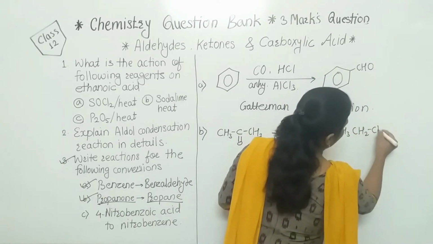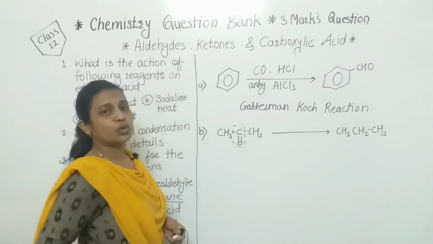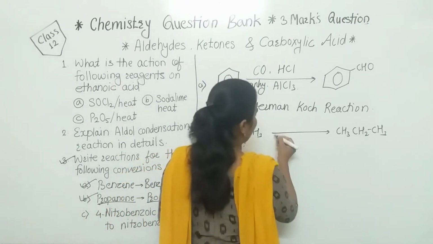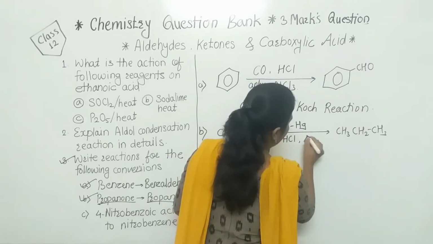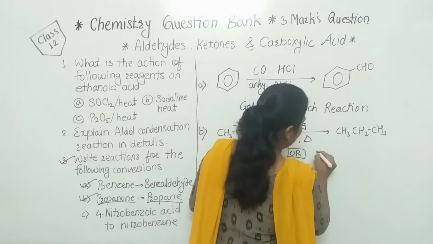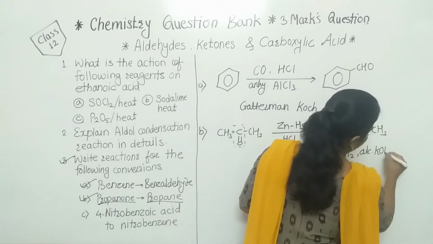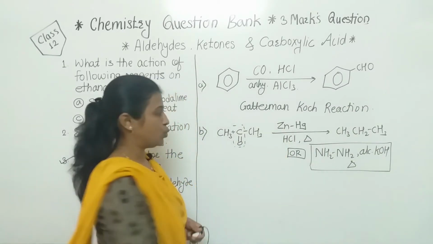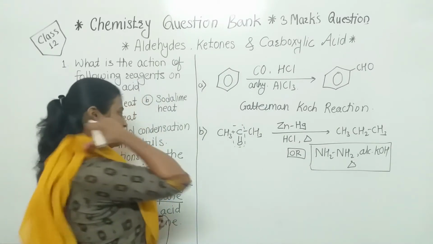So simply we can say that this is the reduction reaction, where the C=O group is converted into CH2, and here also two reduction methods are there. Which reagent do we have to use? Here we can use zinc amalgam, HCl, and heat, or we can use NH2NH2, alcoholic KOH and heat. This reagent can also be used for this conversion. This is the reagent of the Clemmensen reduction, and this is of the Wolff-Kishner reduction.